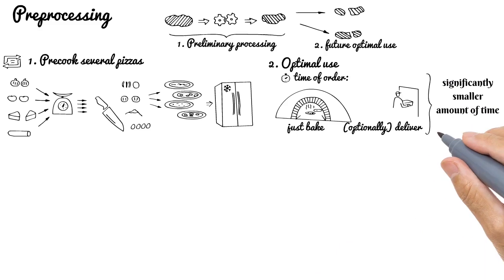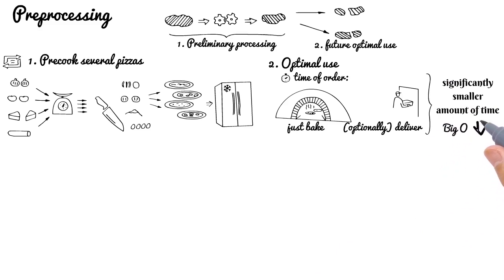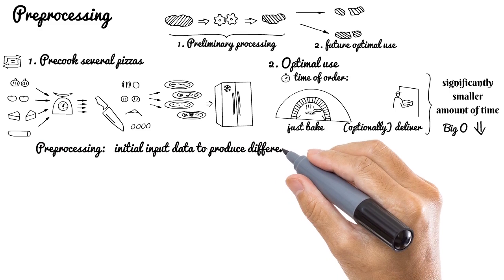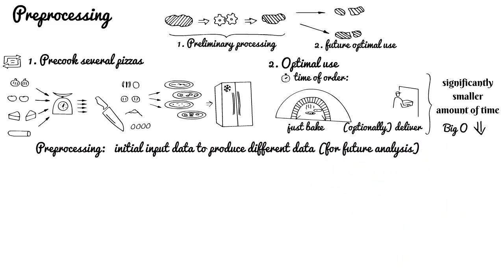sometimes even a constant amount. Remember our big O notation. You also can optimize the way of preprocessing by using a more optimal algorithm, by for example separately preparing and measuring all ingredients, making similar steps one after another as a conveyor, and so on. Similarly, in computer science, preprocessing refers to initial input data processing to produce different data for further analysis.